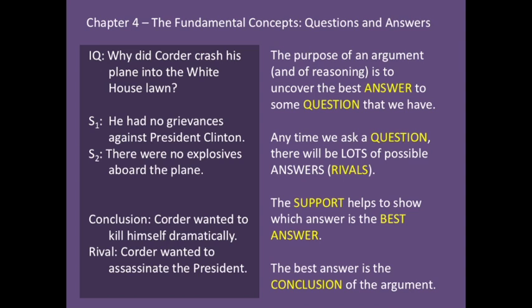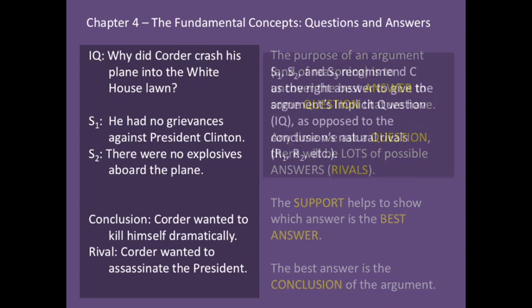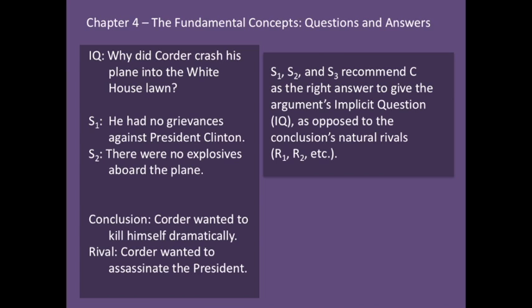So then on page 149, we get this basic articulation of what an argument accomplishes. When someone puts forward an argument, provides a bunch of support and a conclusion, the support recommends the conclusion as the right answer to give the argument's implicit question. The support shows that this conclusion is a better answer than the conclusion's natural rivals. Just a couple more points to make.